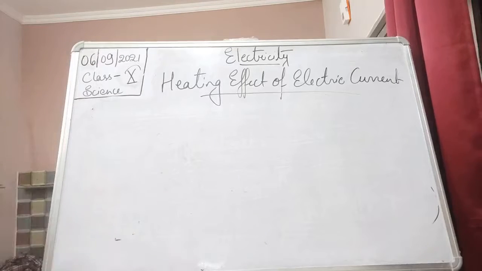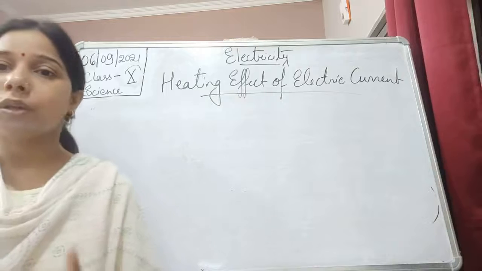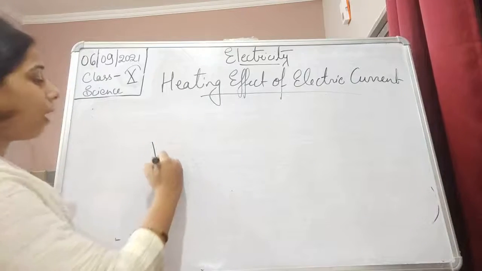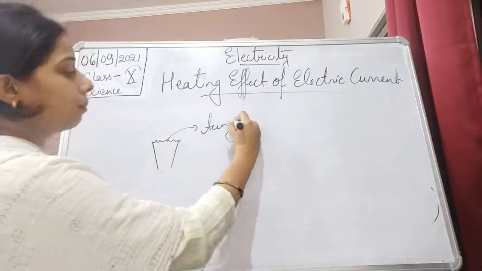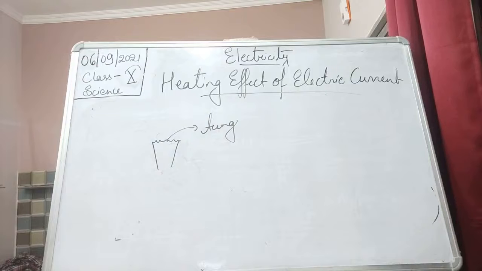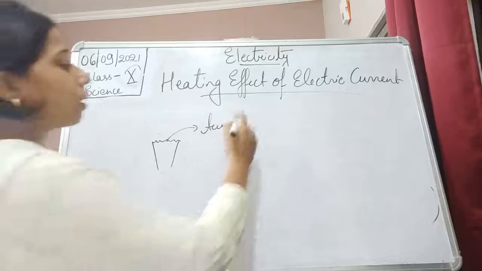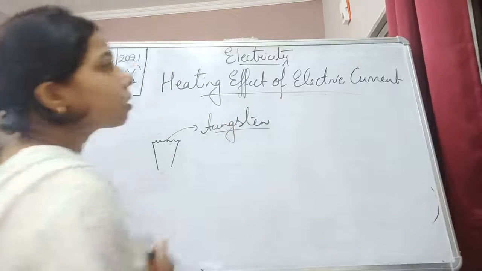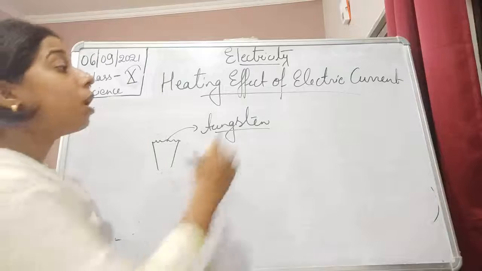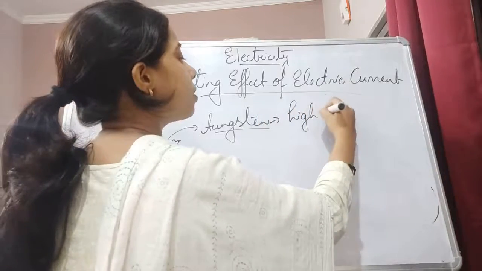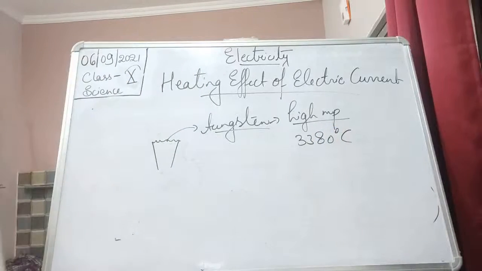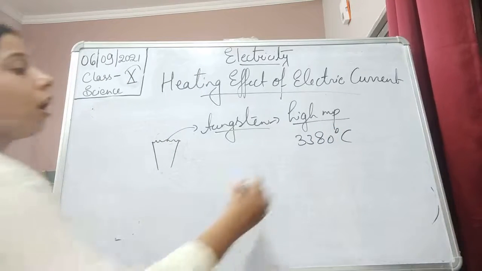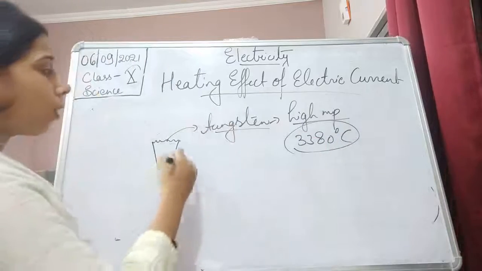The first one is the electric bulb. You see that in the electric bulb there is a filament, and this filament is basically made up of tungsten. Now why are we using tungsten in the filament of the electric bulb, students? Because of its high melting point, which is 3380.